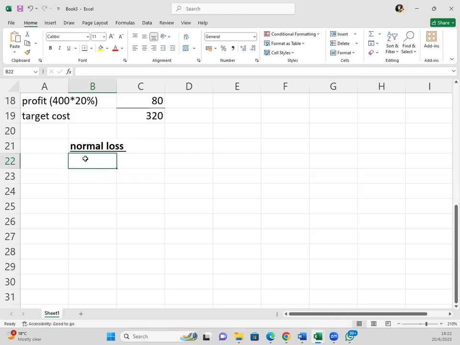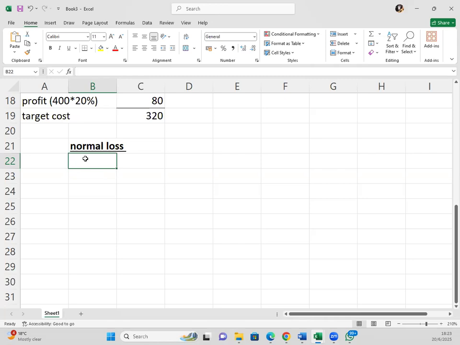So in most processes, the amount of material input is not exactly the same as the output. Some of the material is lost, not because those producing were wasteful. No, it's just a normal loss. We can't avoid it. So the normal loss is an unavoidable loss in the production process, normally expressed as a percentage of the input. That is the normal loss.